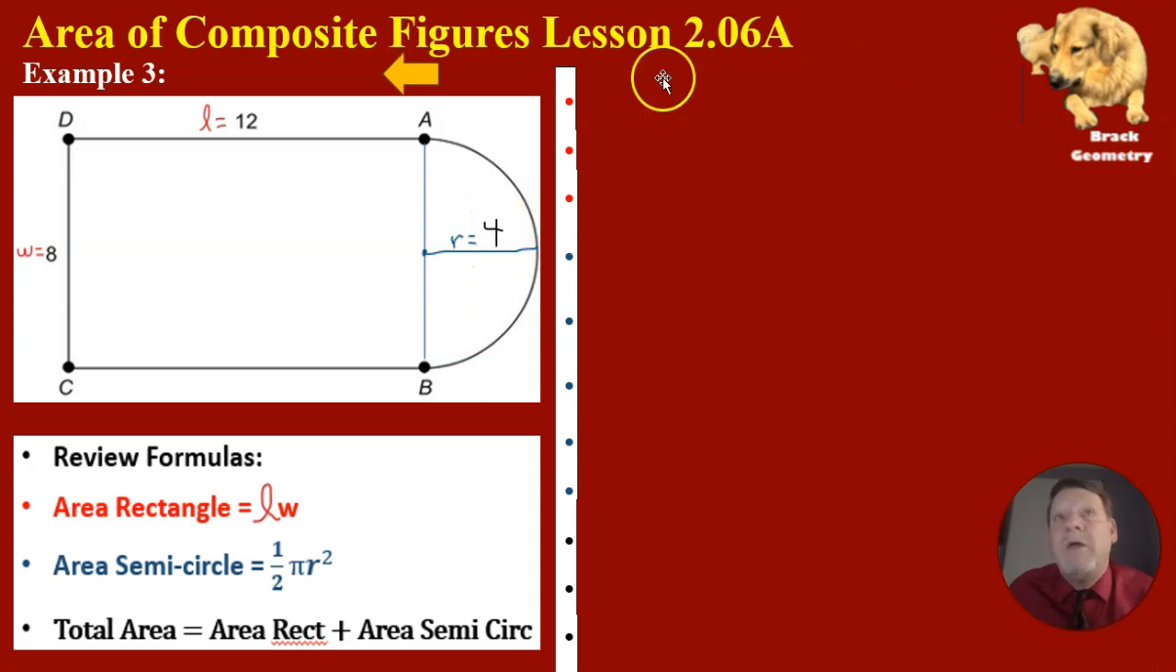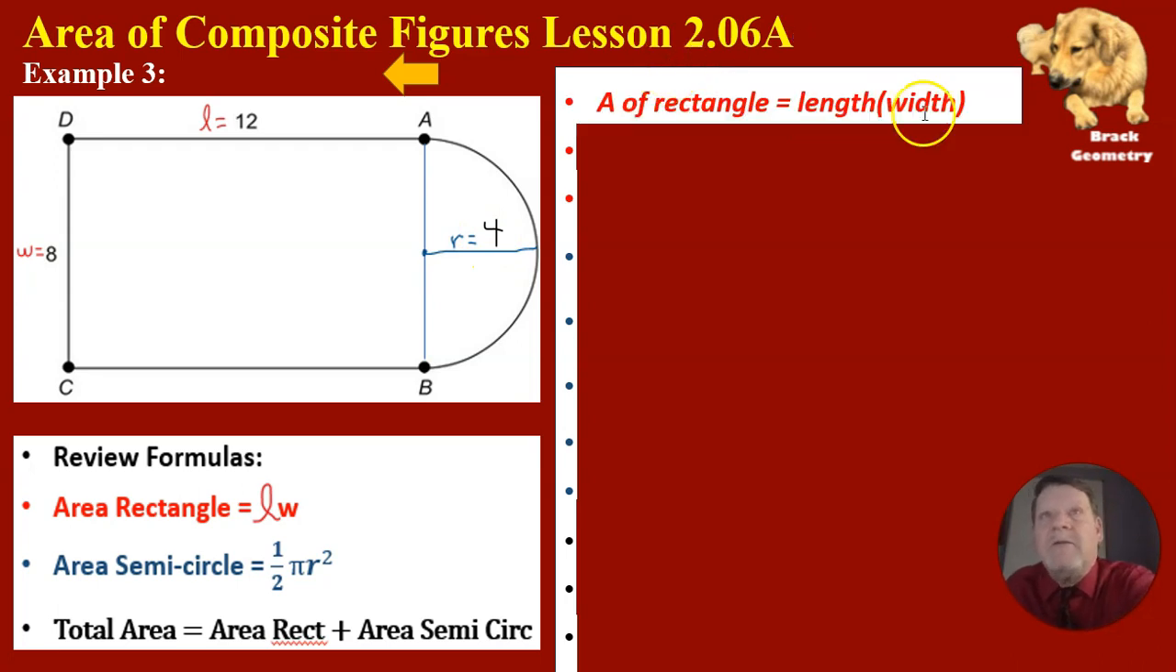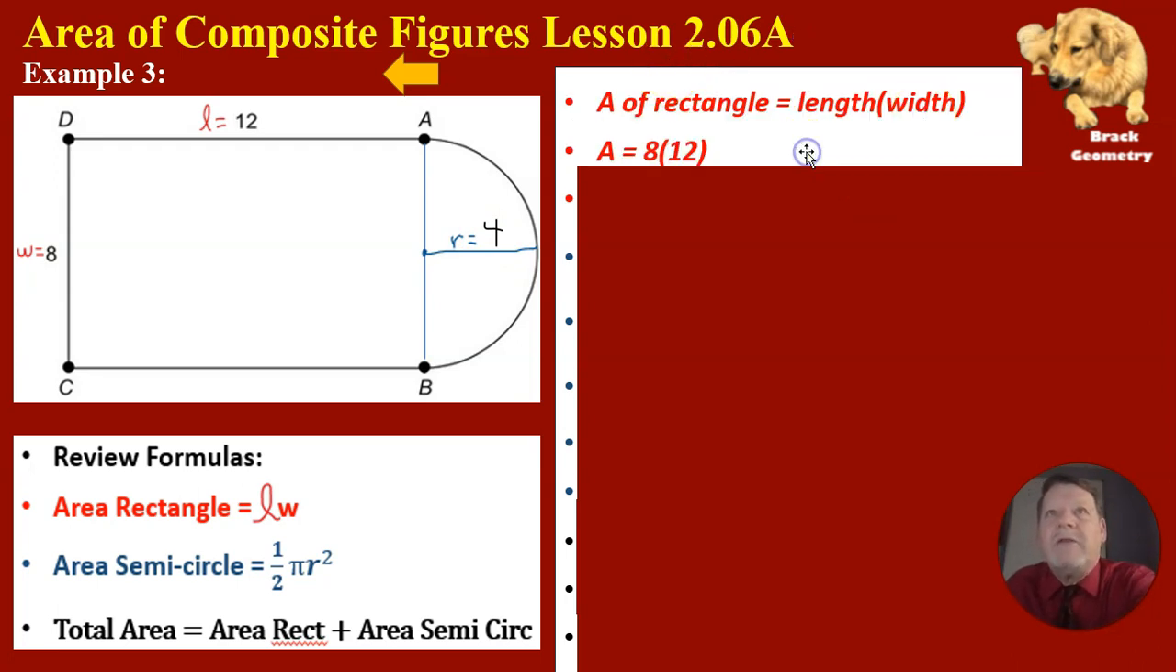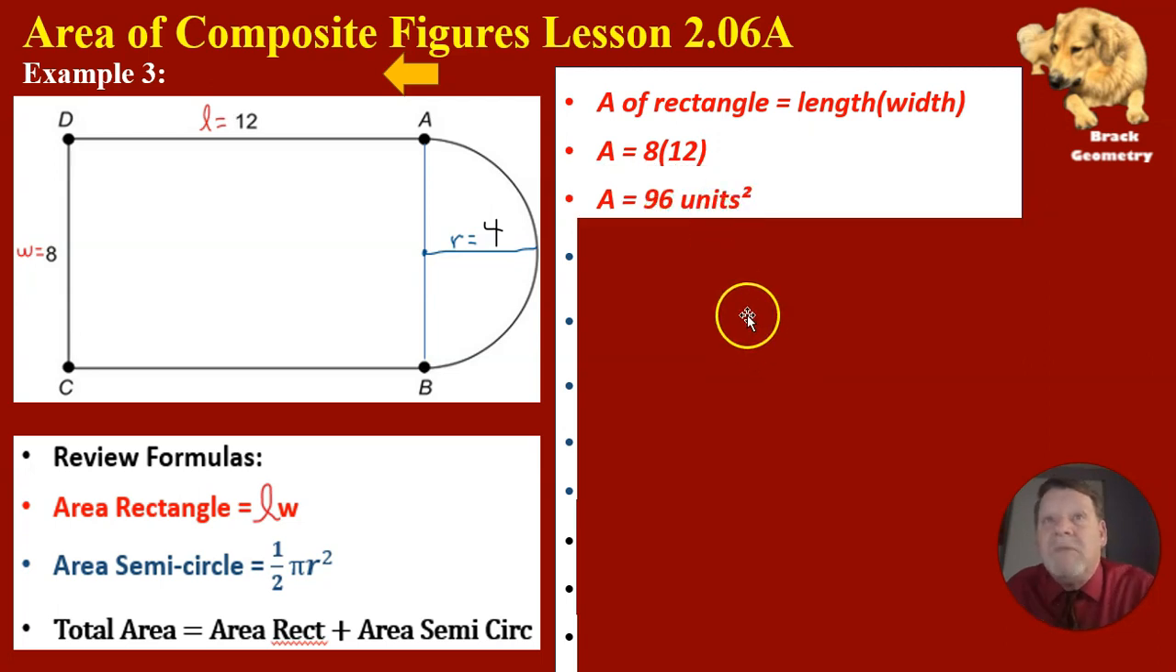Now I can just plug and chug is what I call that. So the area of the rectangle, length times width, the length and the width are 8 and 12, and it doesn't matter whether you write 8 times 12 or 12 times 8. It's called the commutative property of multiplication from algebra. You get 96 units squared. So I have my area is 96 units squared.